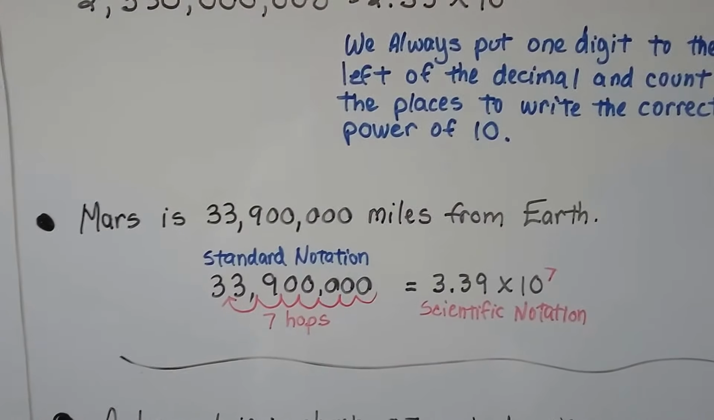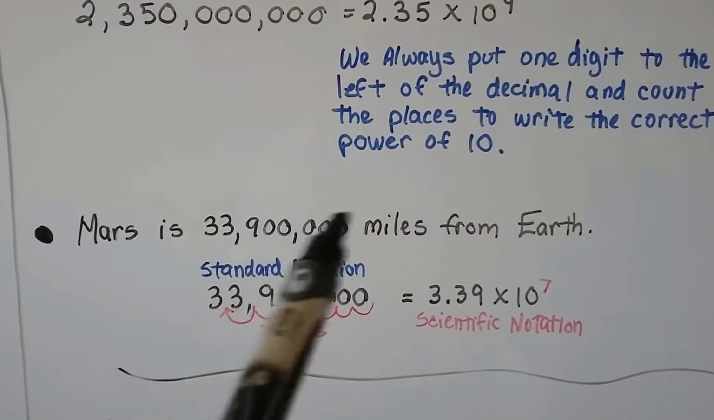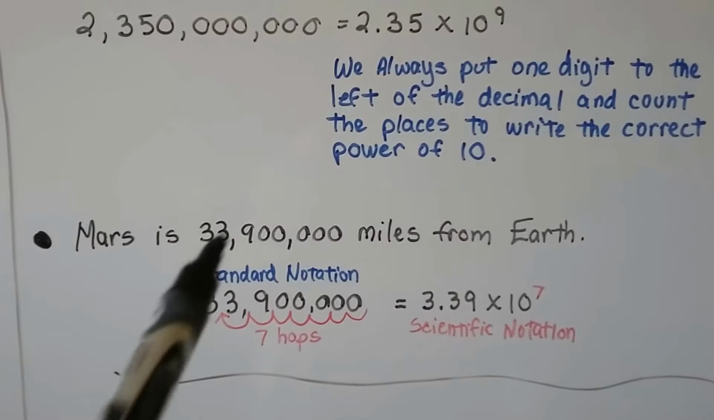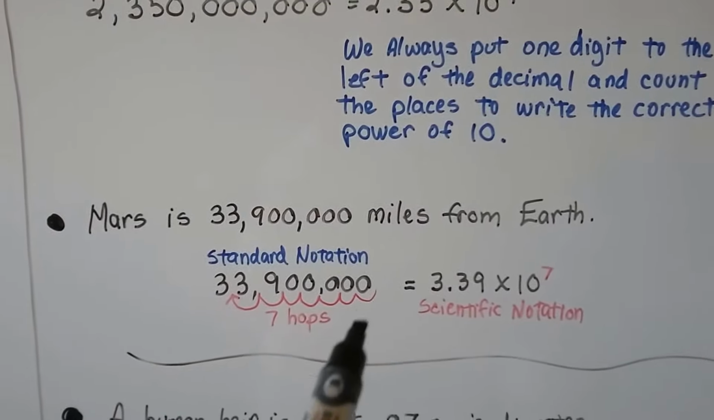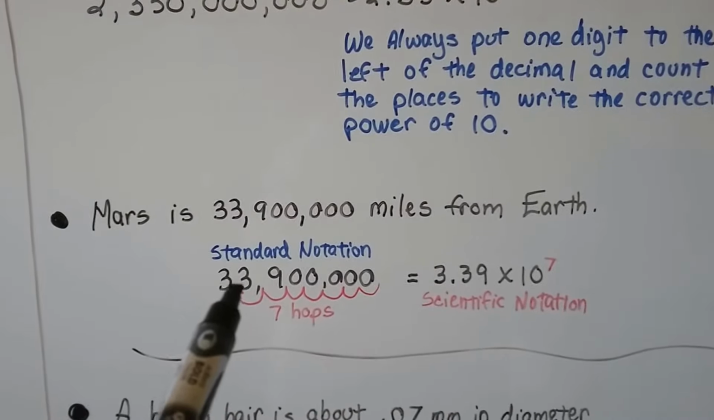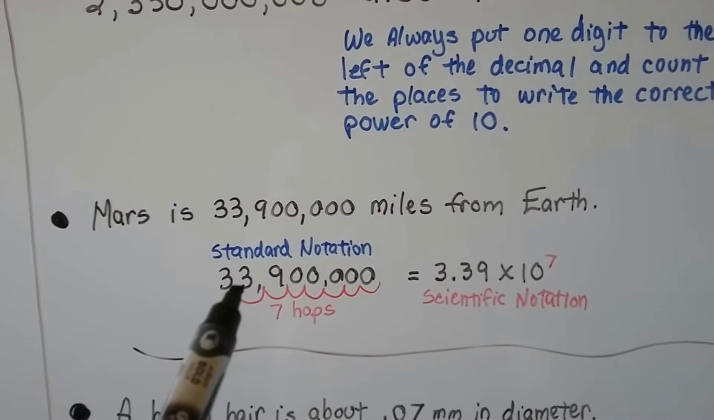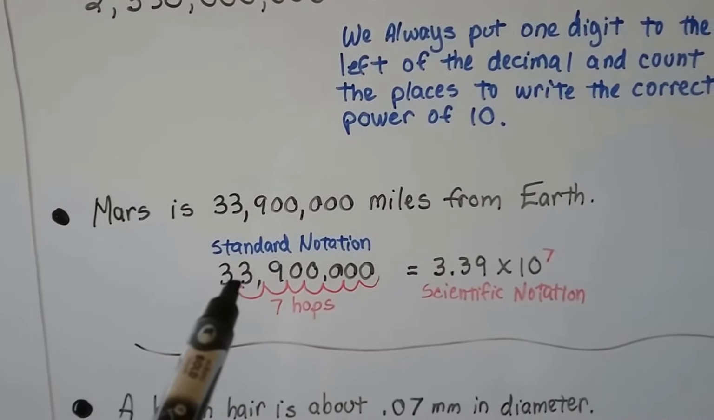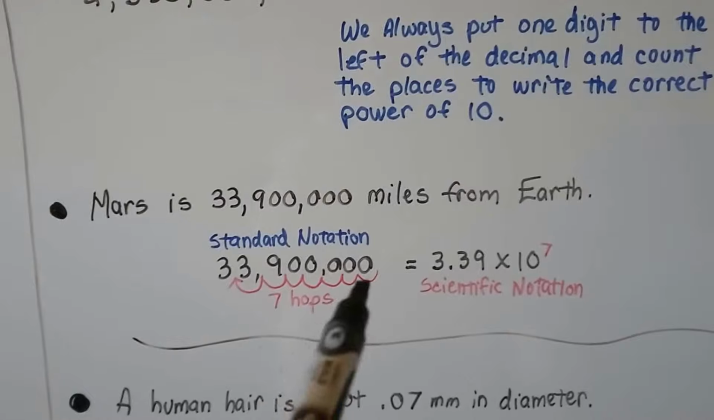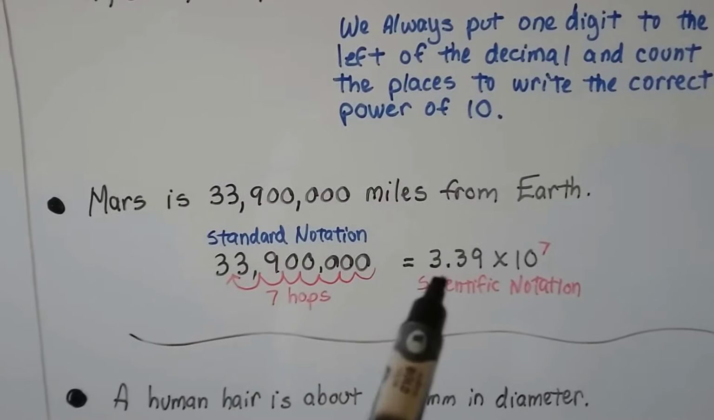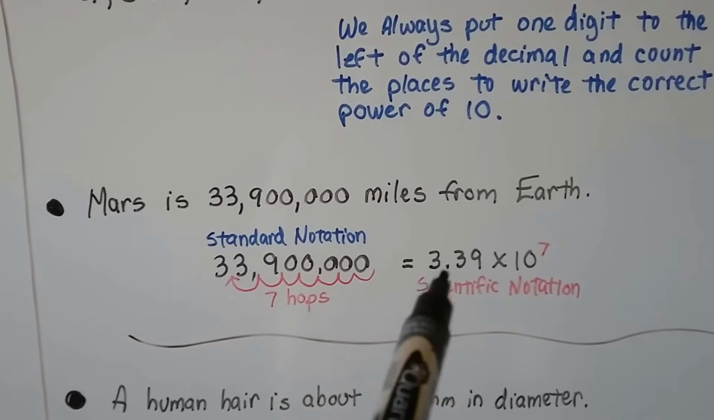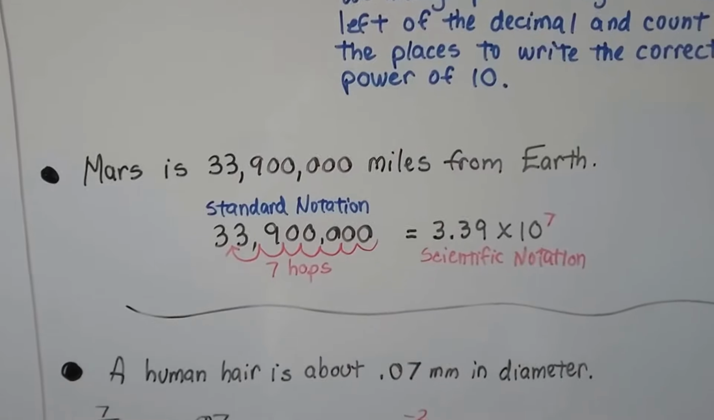Now, Mars is 33,900,000 miles from Earth. When you write it the regular way, this is called standard notation, and this is scientific notation. We can write this in scientific notation by counting the hops, 1, 2, 3, 4, 5, 6, 7, so that the decimal would come in between this 3 and that 3, and we would have one digit to the left of the decimal point. We'd have 3.39 times 10 to the 7th power because there were 7 hops, see? You can't put 33.9. You can't put 339.